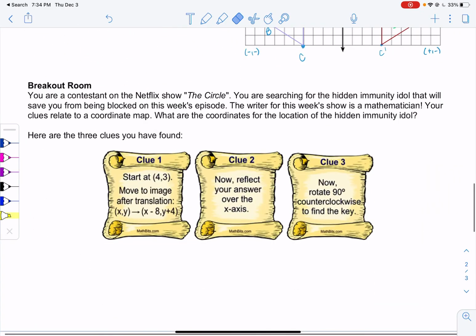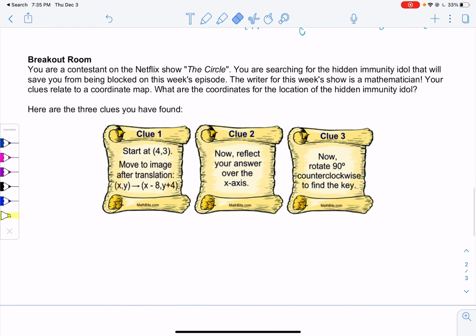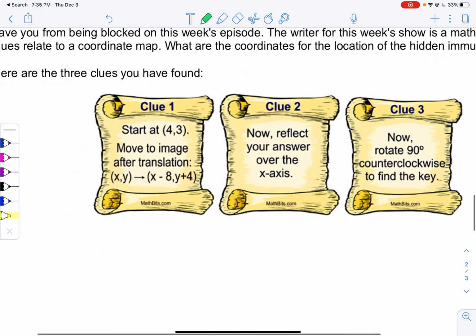And then this is what we were going to do in the breakout room. Here's the question. Well, we did this in the breakout room. You are a contestant on the Netflix show The Circle. You are searching for a hidden immunity idol in your apartment that will save you from being blocked on this week's episode. The writer for this week's show, though, is an evil mathematician. Your clues relate to a coordinate map. What are the coordinates for the location of this hidden immunity idol? So if you haven't seen The Circle, I definitely recommend it. Here are the 3 clues that you found.